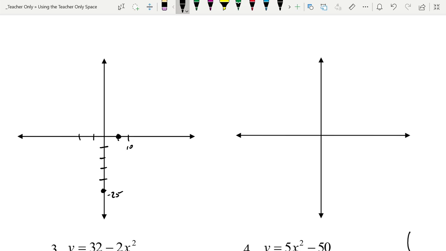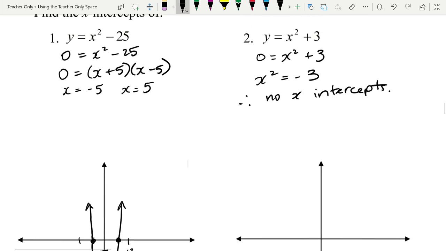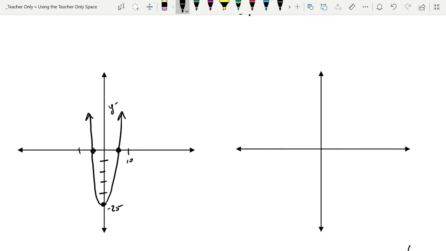So it'd be this, a very skinny parabola on the scale that I'm working on. And then what would that look like when I do the square root? So this is, let's label it. Is it y? Yeah. So this is y equals x squared minus 25.